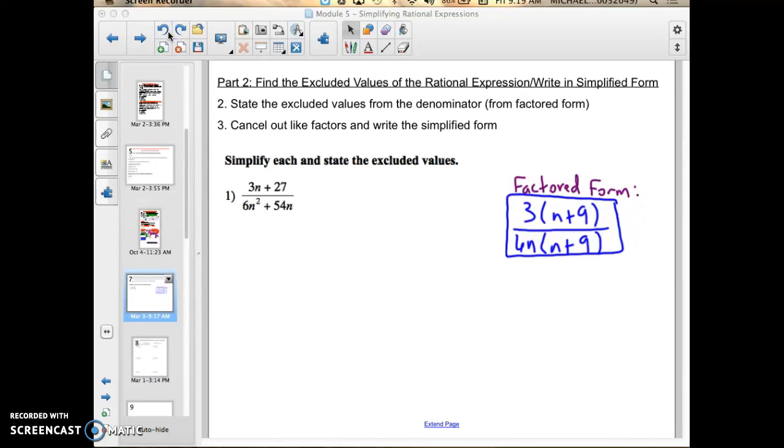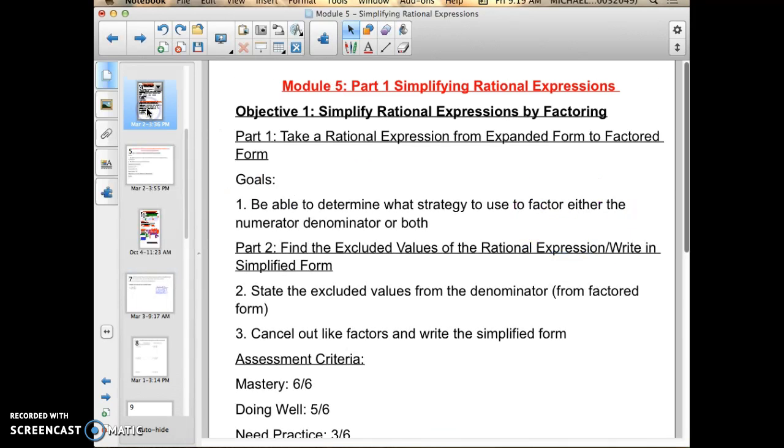All right, in this video, I'm going to take you through part 2 of Objective 1. Remember, Objective 1 was to simplify rational expressions by factoring. We did part 1, taking a rational expression from expanded form to factored form in the previous video. And now part 2 is I'm going to find the excluded values of the rational expression and then finally write the expression in simplified form.